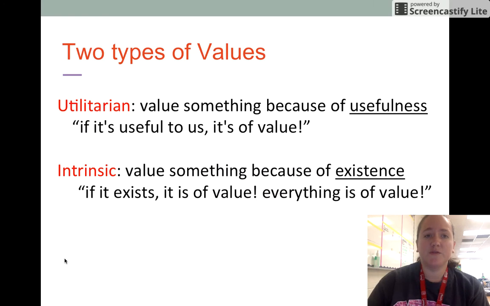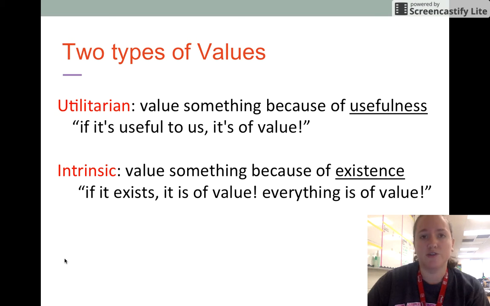So a couple of things before we get started. There are two different types of value systems. You're either utilitarian, meaning that you believe that things are of value simply because they have a usefulness. So therefore, if it's not useful, then it would not be of value. And then there's also intrinsic value, valuing something simply because it exists, not necessarily because it's useful to us.